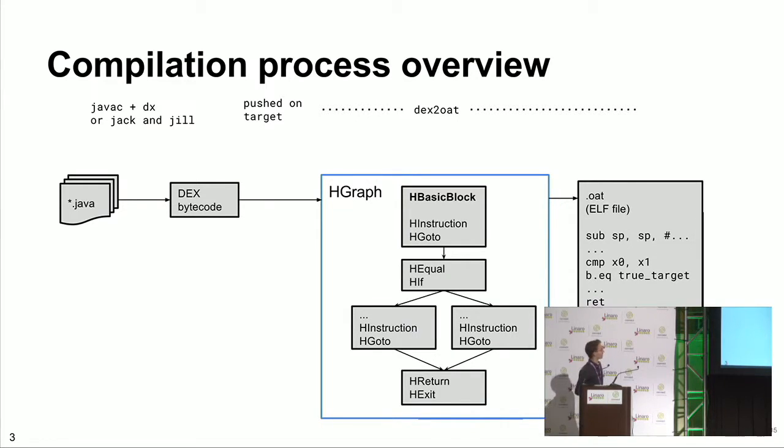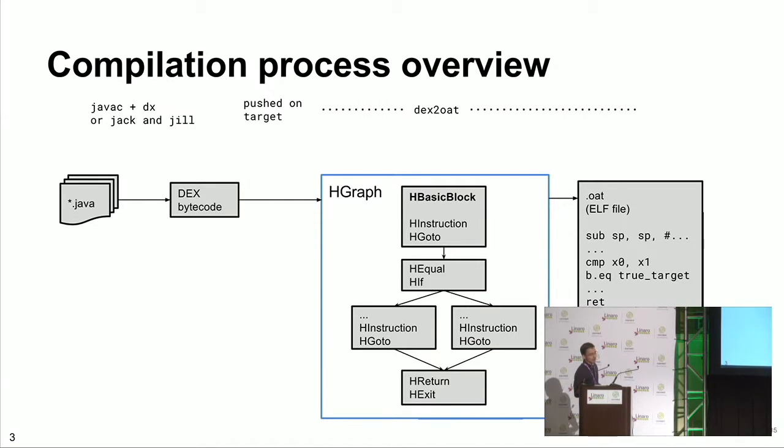So again, this is the compilation process. We start on the left with some Java files that we compile to some text bytecode that's been inherited from previous versions of ART. And then we start the compilation process. We have our optimizing compiler that's run by the dex2oat executable that transforms this text bytecode into a graph composed of blocks, and every block is composed of instructions. So instructions are things like add, sub, return, go to. So they are rather simple and named after what they do.